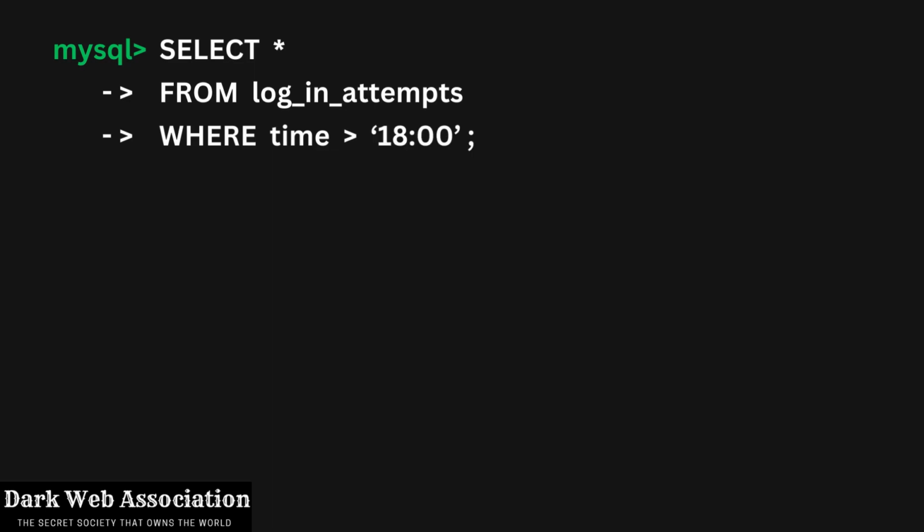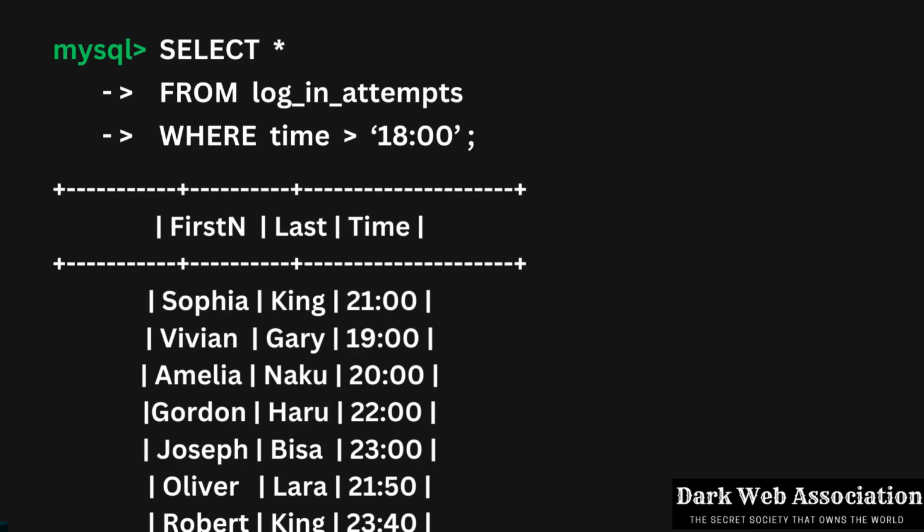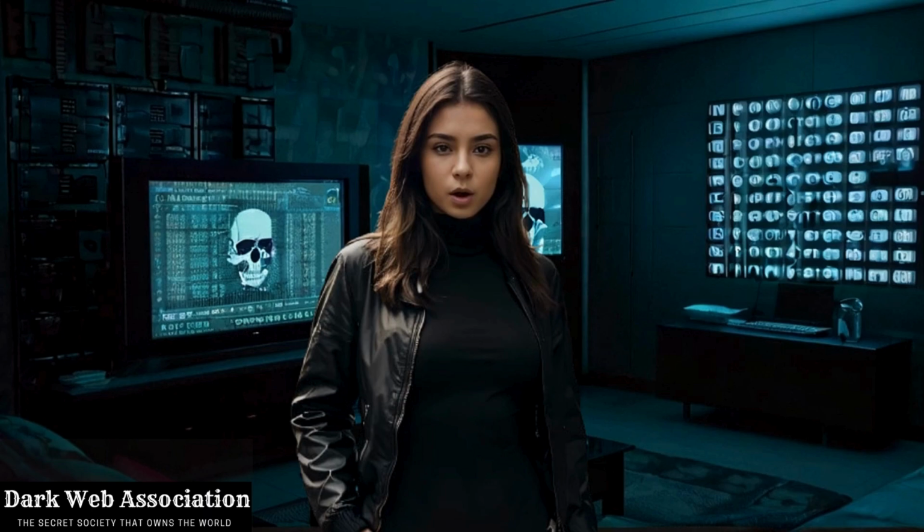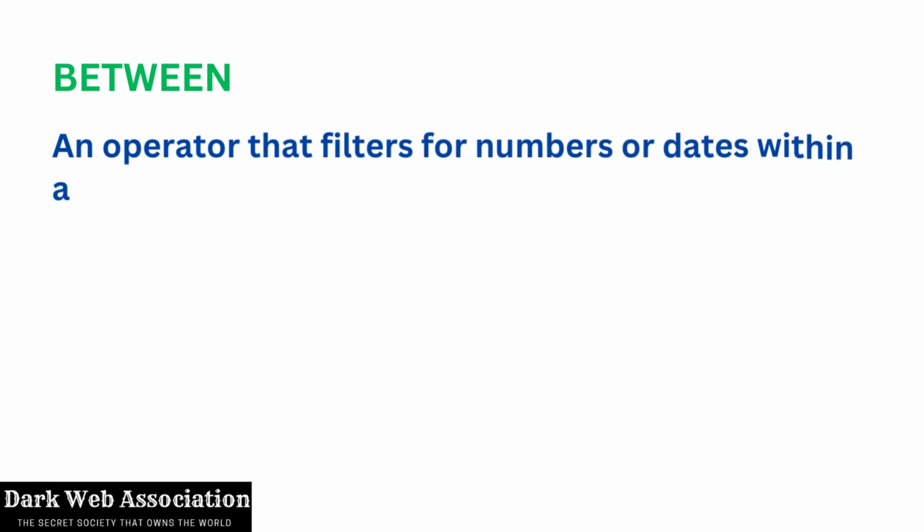Our condition indicates that the value in the time column must be greater than, or for dates and times, later than 1800 hours, which is how 6 p.m. is written in SQL. Let's run this and examine the output. Perfect. Now we have a list of login attempts made after 6 p.m. We can also filter for numbers and dates by using the between operator. Between is an operator that filters for numbers or dates within a range.